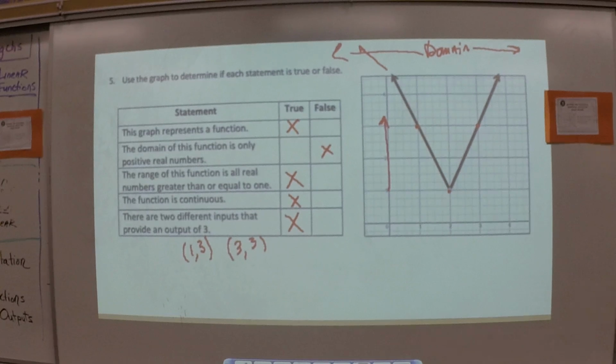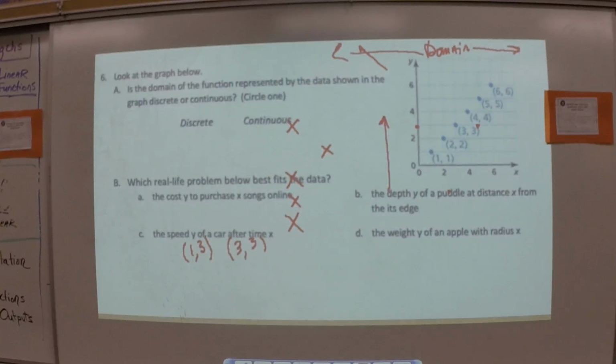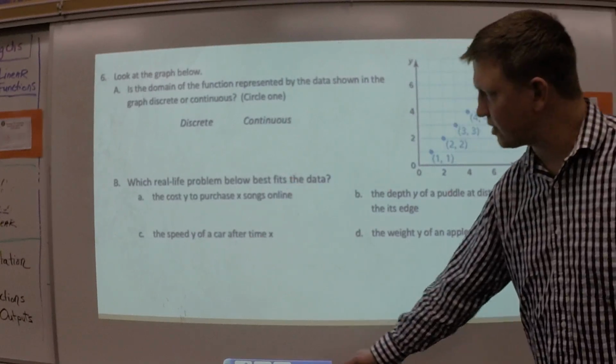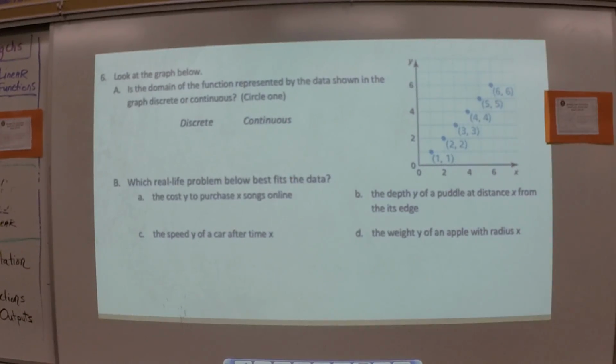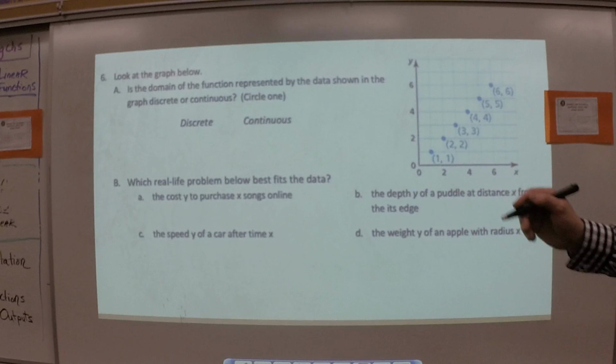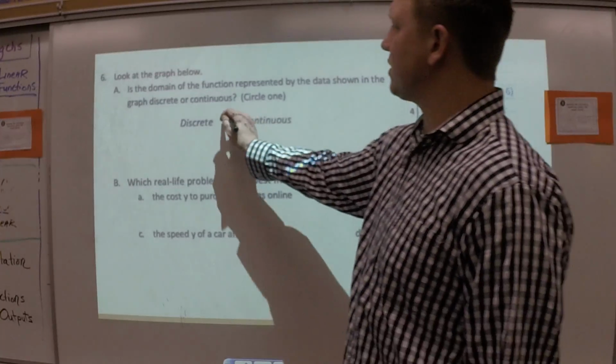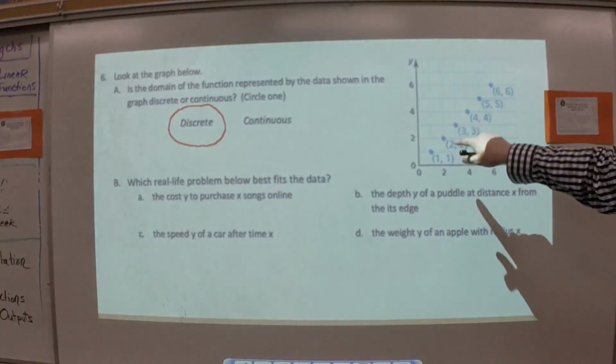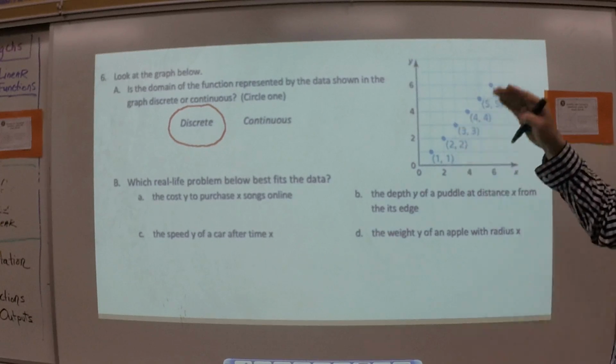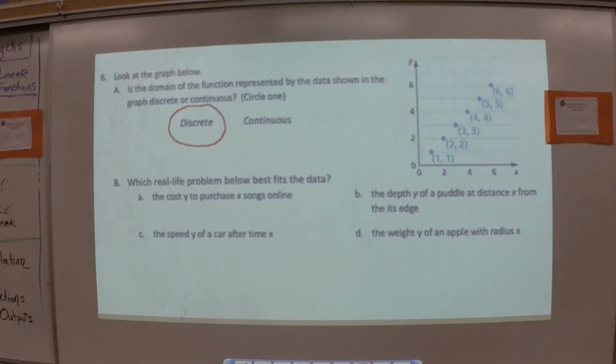Okay, let's check this next problem. I think this is our last problem under this section, and then we'll start a new video for the next section. Look at the graph below. Is the domain a discrete function or continuous? This one is called discrete. Look at the points. Point, point, point. It's not flowing continuously through all of the points.